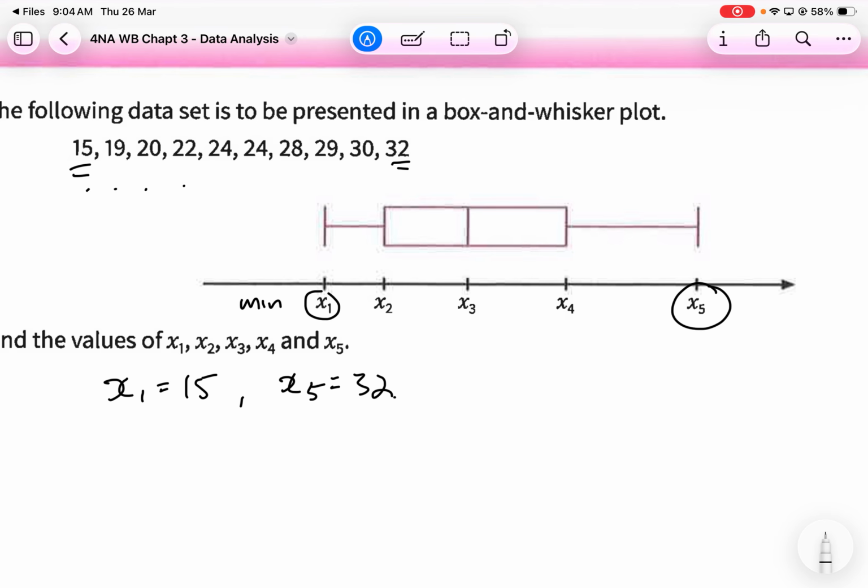1, 2, 3, 4, 5. 1, 2, 3, 4, 5. So the median will be between 5 and 6. The fifth data is 24. The sixth data is 24. So if the median is between them, 24 plus 24 divided by 2 is still 24. So again, I also can fill in my median, which is X3 is 24.